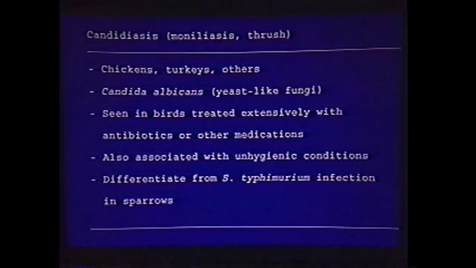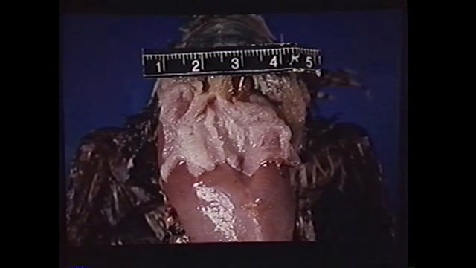They look very similar to each other grossly, and that's why we have to do some further laboratory tests, blood smears, or histopathology. That lesion in the crop can look very similar to infection with Salmonella typhimurium in sparrows. Very similar diphtheritic membrane. Here is another one that looks very similar. Here is a crop from a quail. Again, the crop lining is thickened and roughened by this yellowish white diphtheritic membrane, caseous material in the crop.